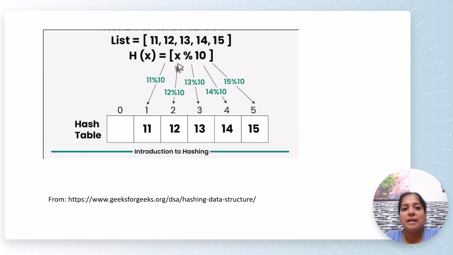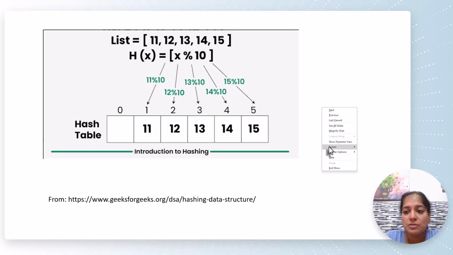For example, let's say we have this list of numbers which we want to store in an array, which is also called our hash table. We are using a basic hash function here, that is x modulo 10. That is, we are taking the mod operation by 10, and whatever number we get is the index in the array where we will put our value. For example, for 11, if I take 11 modulo 10, it gives me the value 1. So at index 1, we are going to map the value 11.